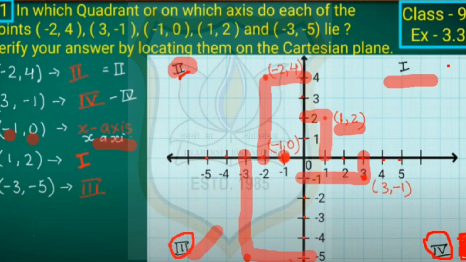In this way we can plot any coordinate on graph paper and say whether it is in the first, second, third or fourth quadrant. In the first quadrant both values are positive. In the second, one is negative and one is positive, and in the fourth also one negative and one positive. In the third quadrant both are negative.